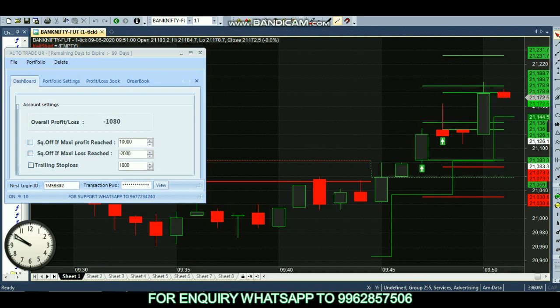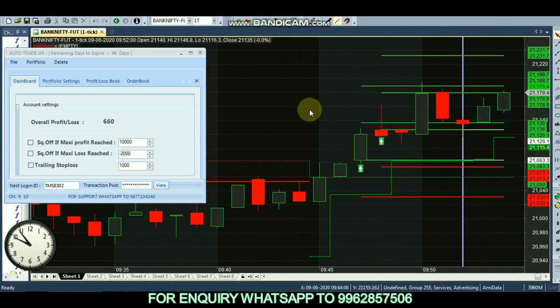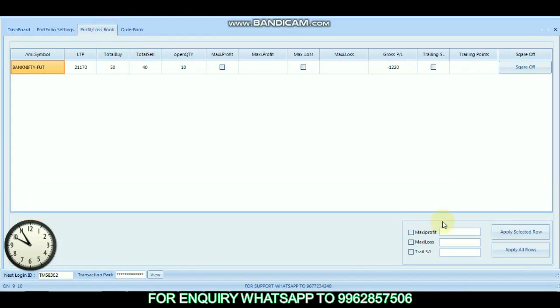So now the time is 10:51. So we have a 2,000 loss. So today we are trading with 10 lots today. So let's set our profit now. So we have given 12,000 profit to Robo, to the maximum profit.